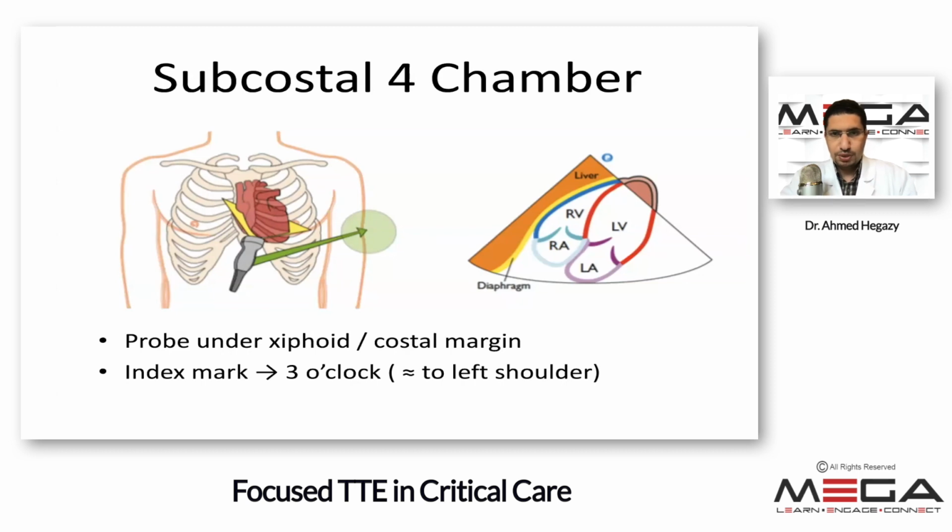Okay, moving on, we have the subcostal 4-chamber. And with the subcostal 4-chamber, we have moved our probe down underneath the costal margin, under the xiphoid process, and the index mark is now still pointing to the left side, pointing to 3 o'clock, between the left shoulder and left elbow. And we're underneath the costal margin, just underneath the xiphoid process, looking at the heart from underneath.